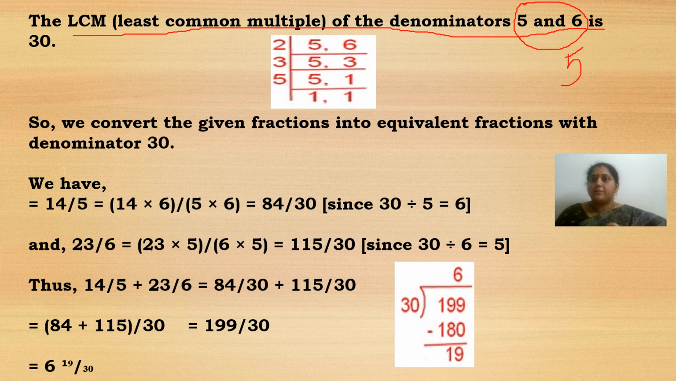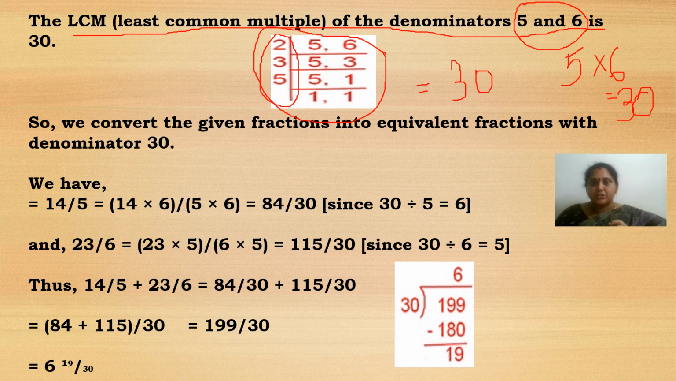Directly multiply 5 into 6 and your LCM will be 30. Even if you go for the prime factorization method, when you multiply, you will get the product equal to 30 only. So 2 3s are 6, 6 5s are 30. If you multiply all these 3, you will get 30 itself. So we convert the given fractions into equivalent fractions with denominator 30.